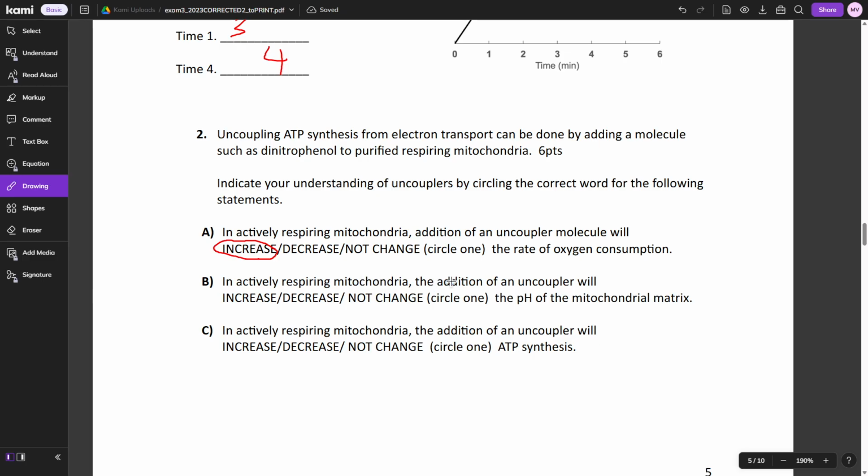In actively respiring mitochondria, the addition of an uncoupler will what the pH of the mitochondrial matrix. Okay. What is the mitochondrial matrix in terms of pH? Where are we pumping our protons into from the electron transport chain? Into the intermembrane space. And so if we have the uncoupler, what is the uncoupler doing again? It's breaking the gradient by doing what? It puts it back into the matrix. And if we're putting H plus into the matrix, is that making it more acidic or more basic? Acidic, right? So the pH of the mitochondrial matrix will decrease.